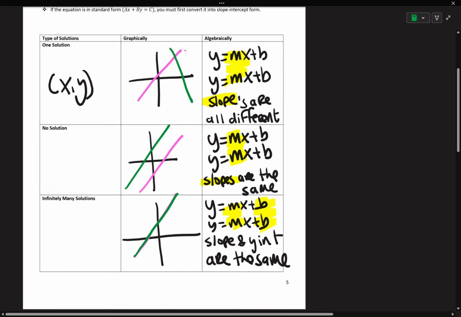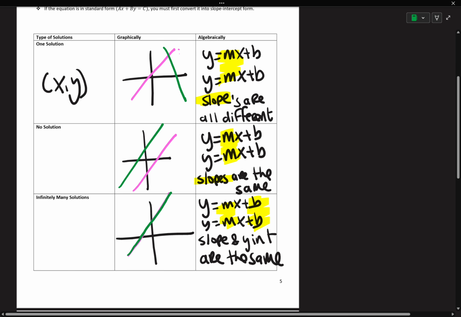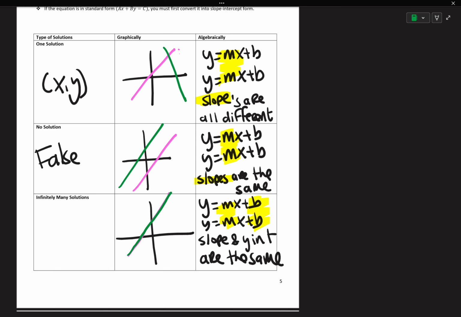Now, we don't always know when that happens until we write them as y equals. For no solution, when we solve this, we get a false statement, like 8 equals 7. For infinitely many, we get a true statement, like 7 equals 7 at the end. Okay, now let's go to solving, keeping these in mind. So we can have one solution, a false answer for no solutions, and a true answer for infinitely many.